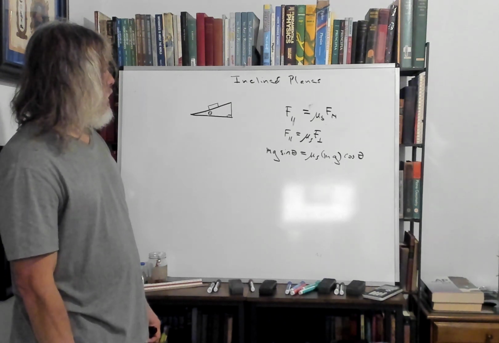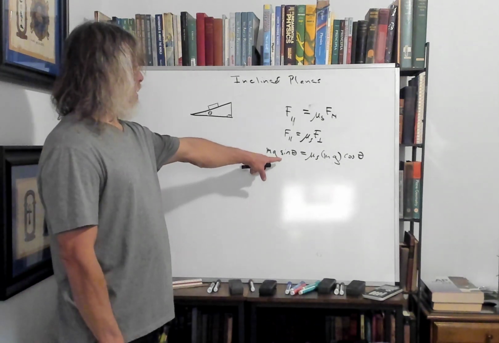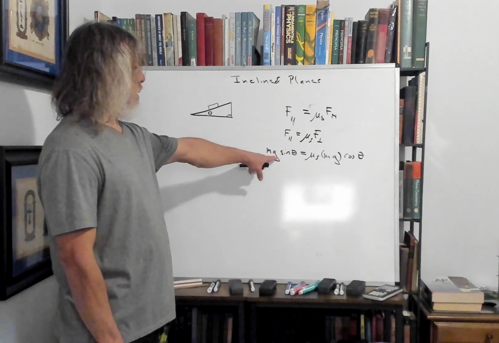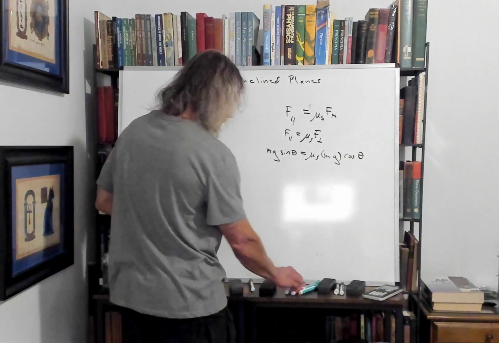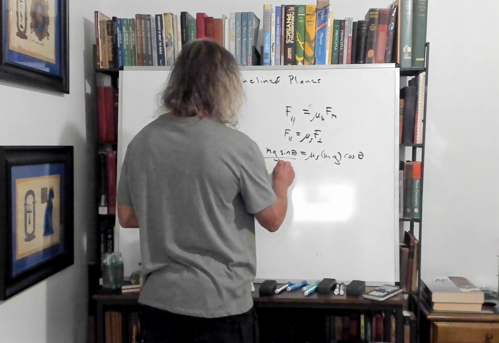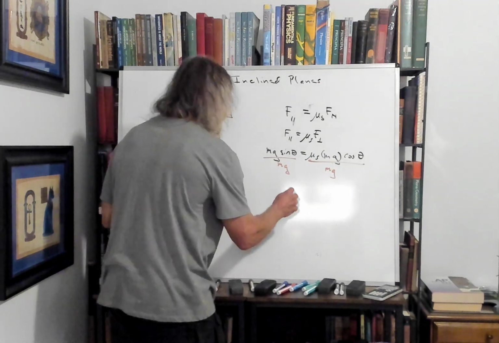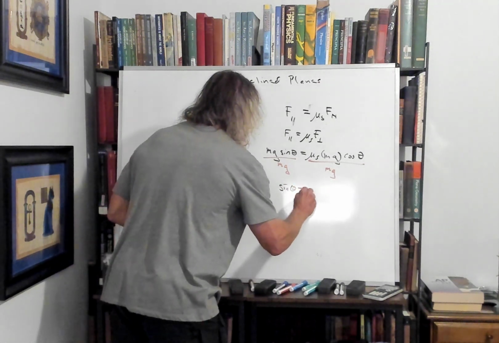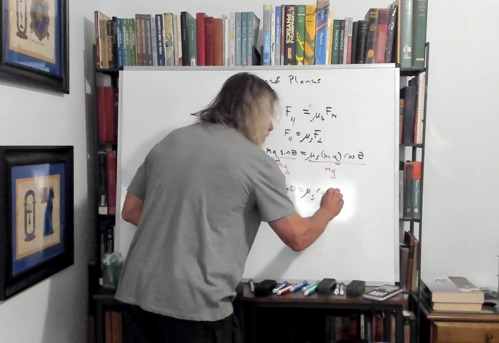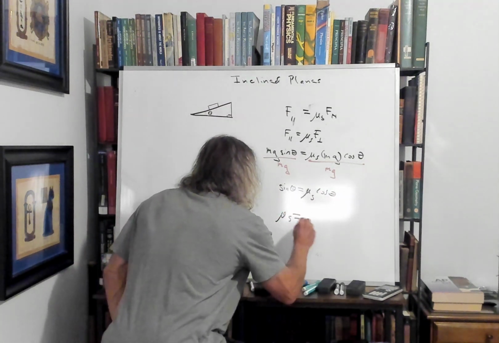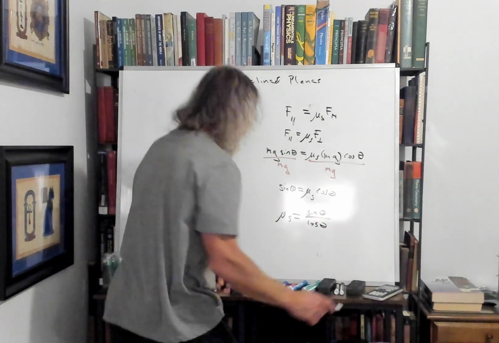So that's just another way of saying the force of friction is just the same as how much the force of gravity is pulling down the incline. Clearly, we can divide mg out. Then sine theta equals mu static cosine theta. Divide, so sine theta over cosine theta is just tangent theta.